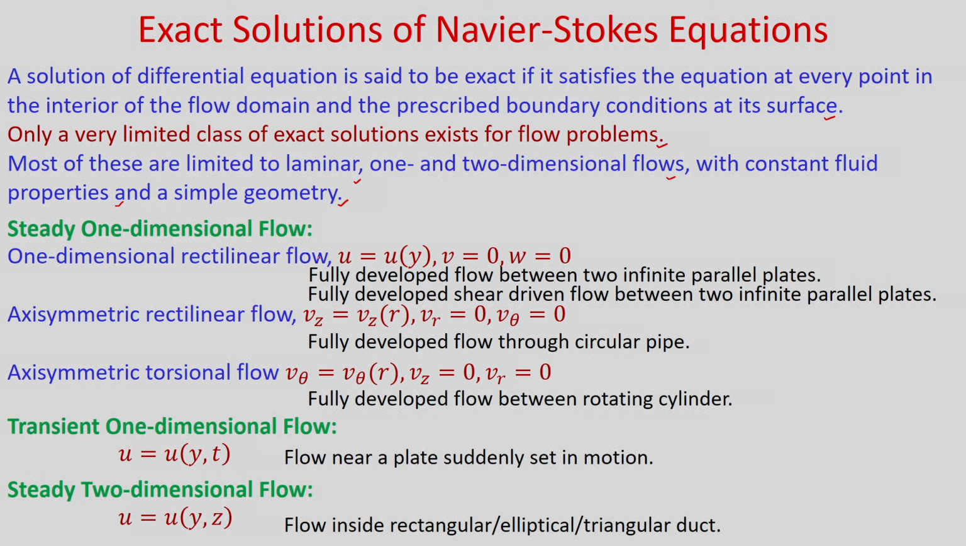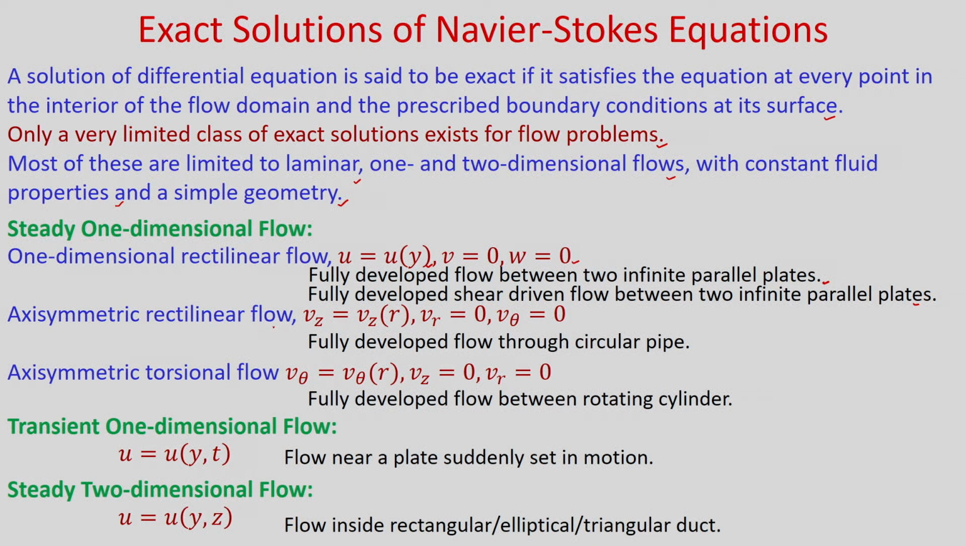So, it represents the flow in the Cartesian coordinate where axial velocity u is a function of y and the other velocity components v and w are 0. The examples are fully developed flow between two infinite parallel plates, which is known as plane Poiseuille flow, and fully developed shear driven flow between two infinite parallel plates, which is known as plane Couette flow. We can also have the axisymmetric rectilinear flow.